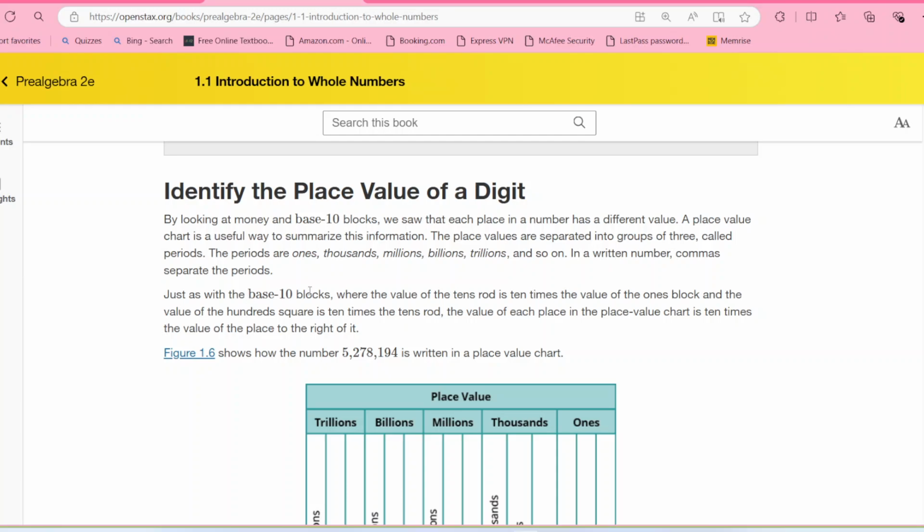Just as with the base 10 blocks, where the value of the tens rod is 10 times the value of the ones block, and the value of the hundreds square is 10 times the tens rod, the value of each place in the place value chart is 10 times the value of the place to the right of it. Figure 1.6 shows how the number 5,278,194 is written in a place value chart.